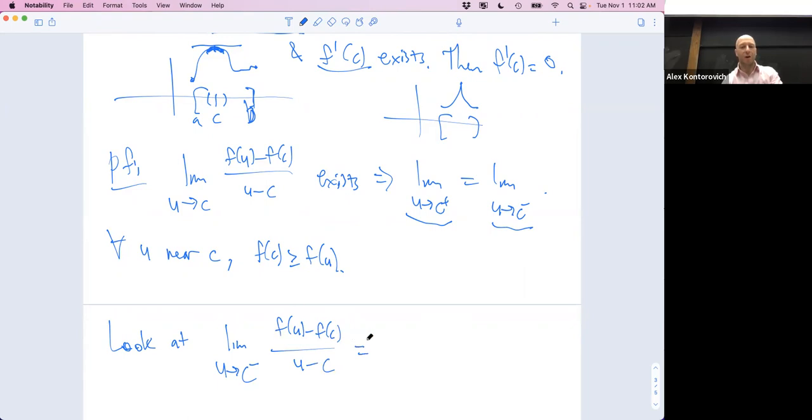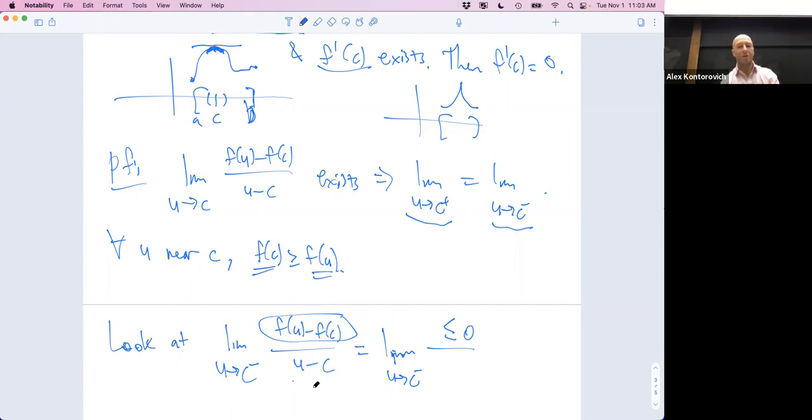What do we know about the numerator? It's the limit as u goes to c. What's happening to the numerator? Is it positive? Is it negative? It's not necessarily negative, but it's non-positive. So the numerator is less than or equal to 0. Because f of c, for all things close to c, like things approaching c, f of u is going to be the smaller value. So f of u minus f of c is going to be negative.